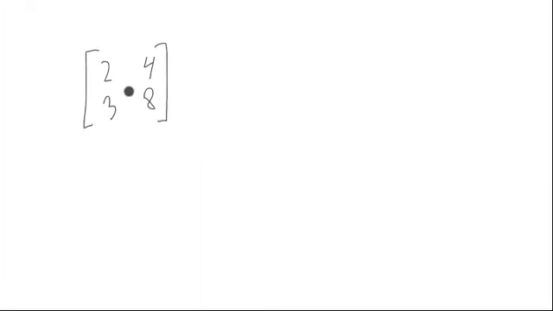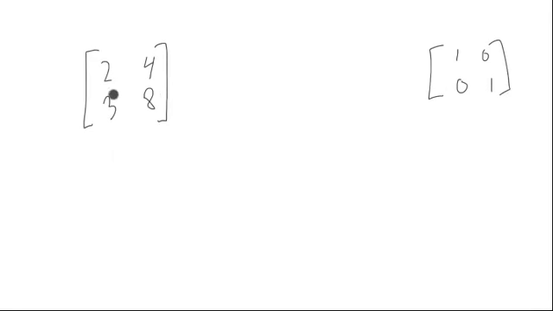The inverse matrix is the matrix such that if I multiply it by this matrix, I should get the identity matrix, which looks like this with ones down the diagonal. So that's what we're looking for. What are we going to multiply it by?